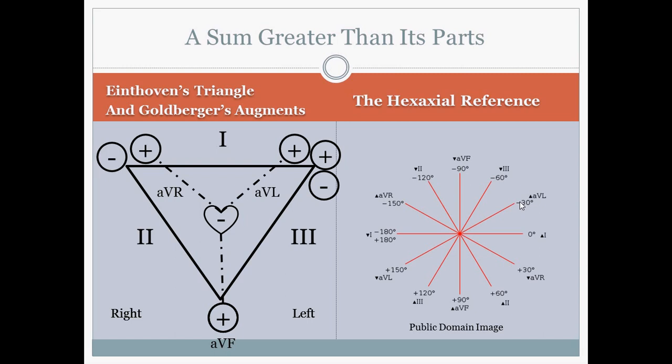The position of the limb leads does not always make a perfect triangle, but we can use this triangle concept to map out how we would expect deflections to move through the heart. We will get to how the hexaxial reference is used in axial deviation measurements in a few slides.